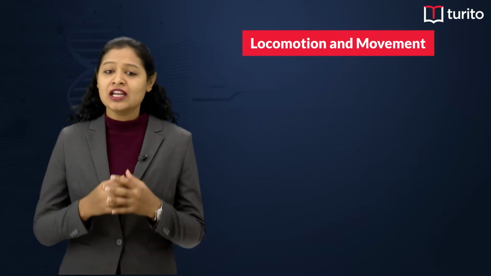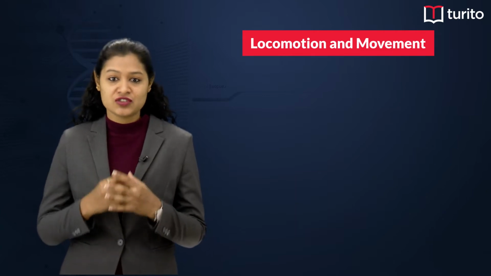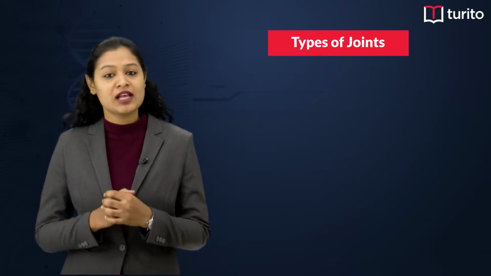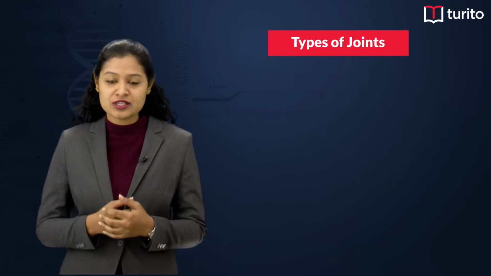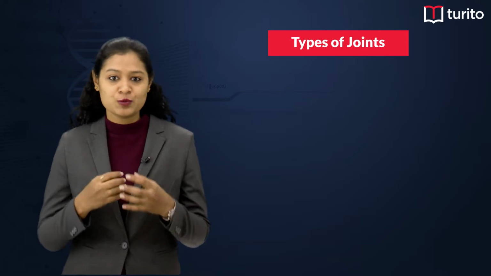Hello students, today let's understand another concept from the chapter Locomotion and Movement of Class 11 Biology. Now we know that bones are rigid structures, but still they are helping us in locomotion and movement. Now this is because of specific structures present called joints. So these joints will help in the articulation of your bones wherever there is meeting of two bones.